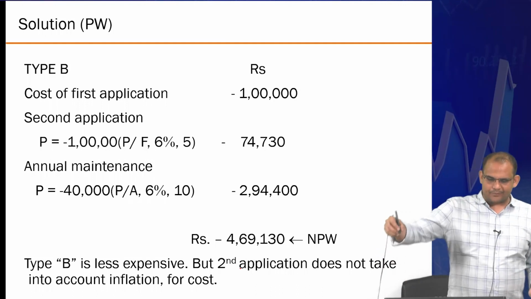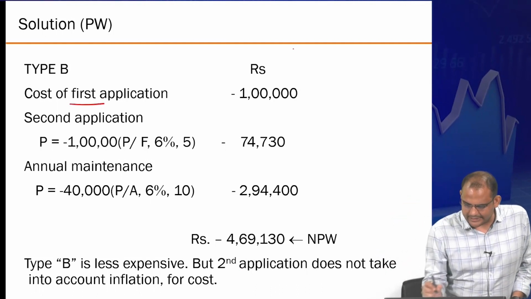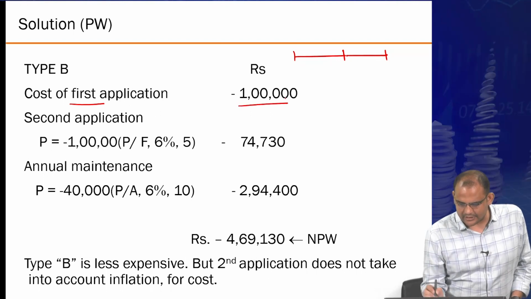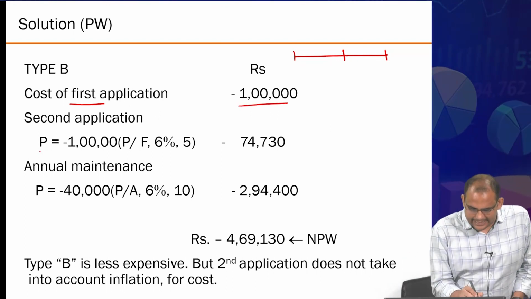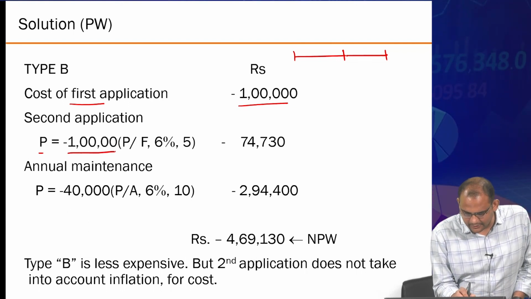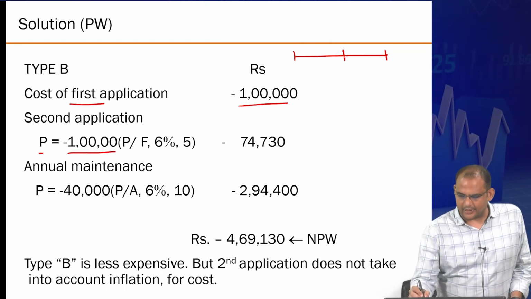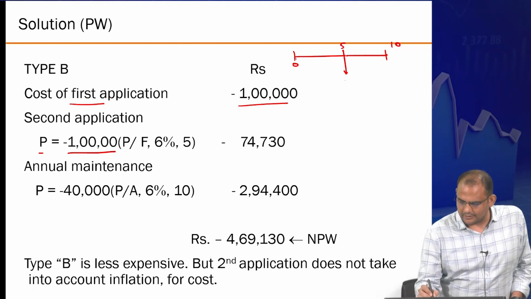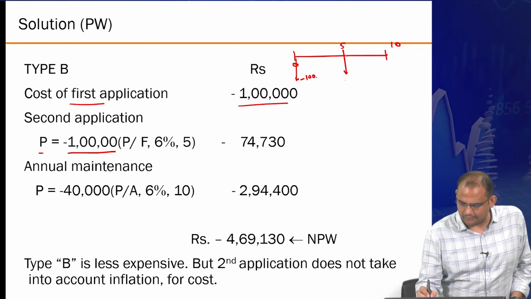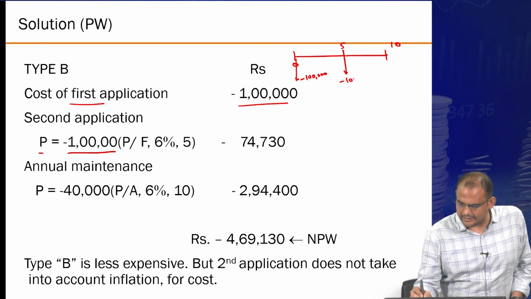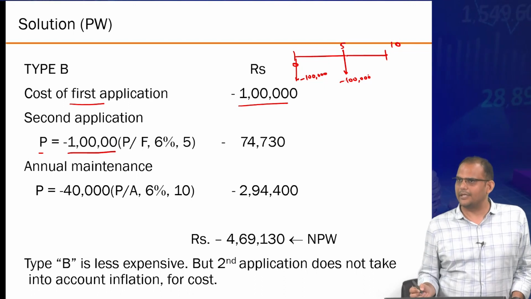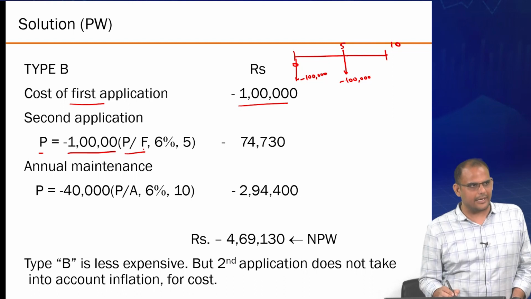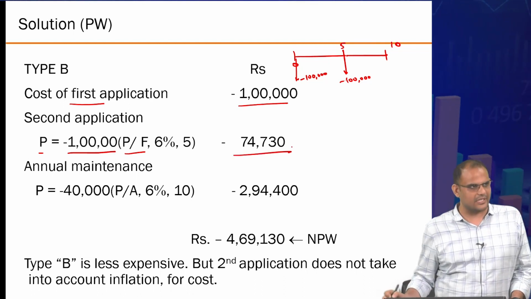Now for type B, the first application, basically you are dealing with 2 cycles of type B. The first application, the cost is minus 1 lakh. Second application, the cost is, because it's occurring at the end of year 5, right? So this is minus 1 lakh rupee. Again in the second cycle, another 1 lakh rupee will be required for cost, right? Because you need to recreate. So that value converted to P by F, 6% 5, comes out to be this value.